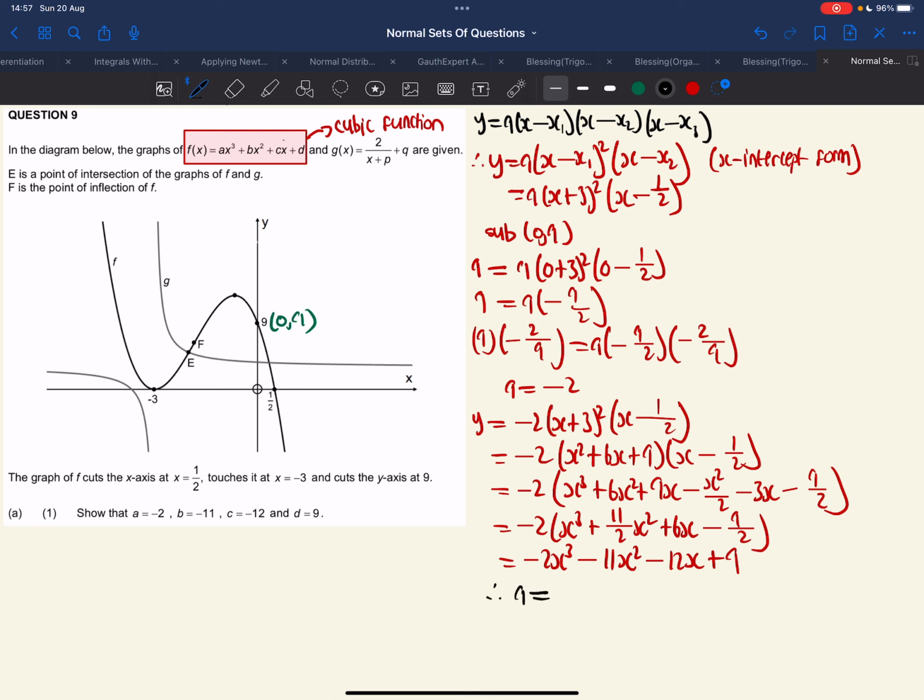Right, so now we can say therefore a equals -2, and then b equals -11, c equals -12, and then d equals 9, as we can see from the given equation there. Alright, so that's how you could have solved this question here. Hope that is clear and understandable.